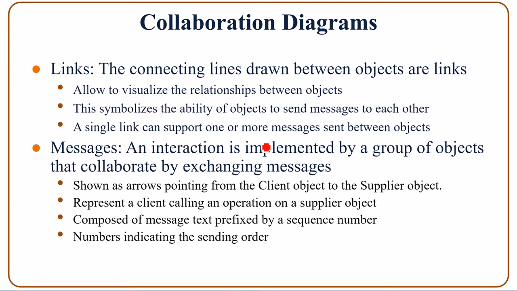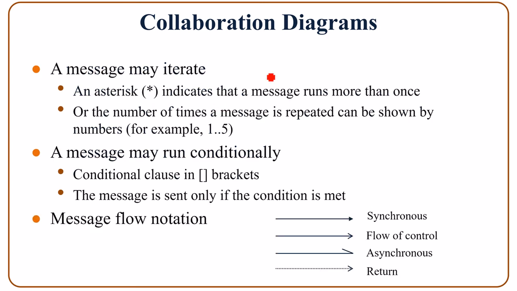Messages are composed of message text prefixed by a sequence number. The numbers here indicate the sending order of the messages. A message may iterate multiple times, and that is represented by the asterisk. Also, the number of times for iterations is used as well. For example, the iterations can be from 1 to 5. A message may run conditionally as well, with the conditional clause in square brackets. The message is sent only if the condition is met.